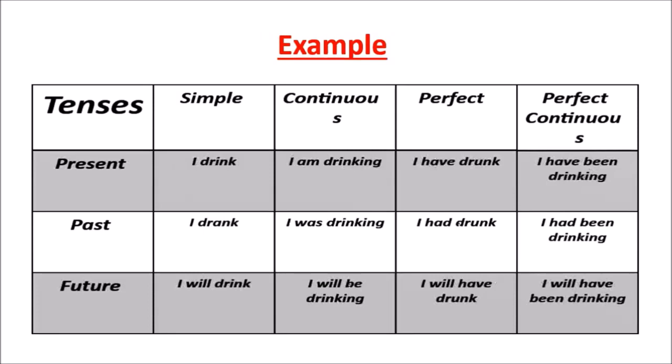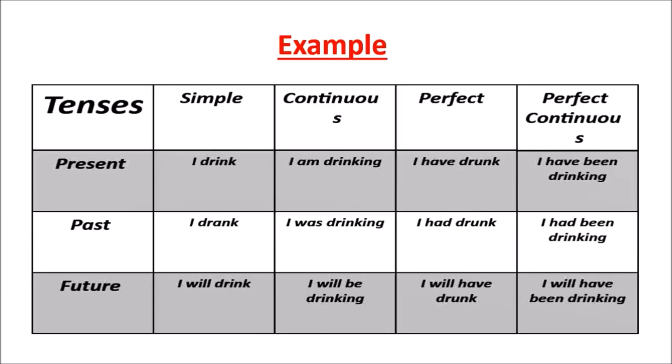Class, listen carefully. This is the example for the tenses table. I have given an example sentence, that is I drink. That is the example we are going to work out now. Look at the simple present box, I drink, because it is verb 1 plus s or es. Already I is first person singular, so we are not using the plural form of drink. That's why we have simply written I drink.